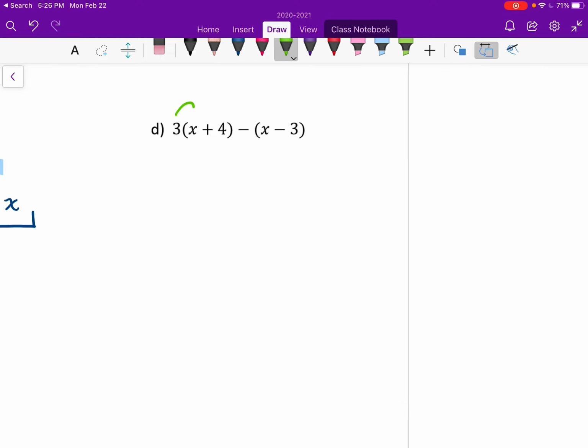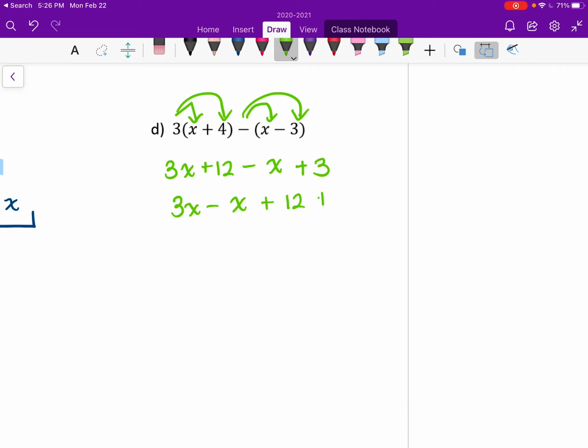D, we're going to do 3 times x, 3x, 3 times 4, positive 12, negative 1 times x, negative x, negative 1 times negative 3 becomes positive 3, right? So let's go collect our like terms. So I'm going to say 3x minus x plus 12 plus 3. 3x minus x is going to give us 2x. 12 plus 3 is going to give us 15. And that's my answer.